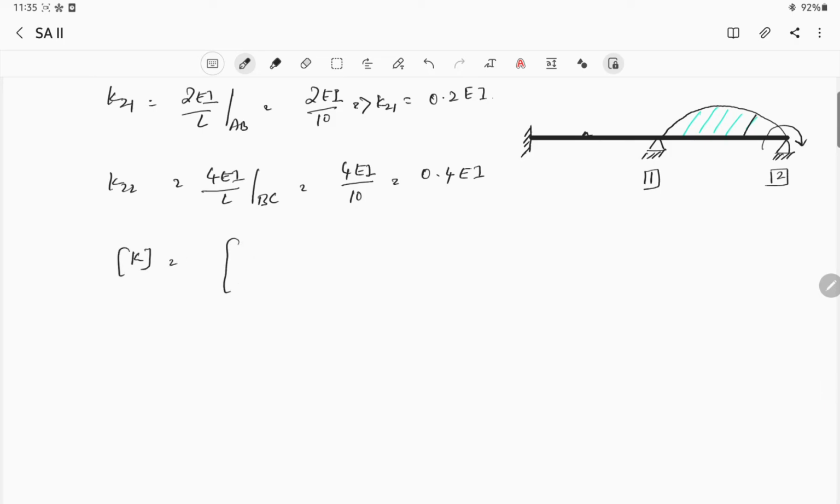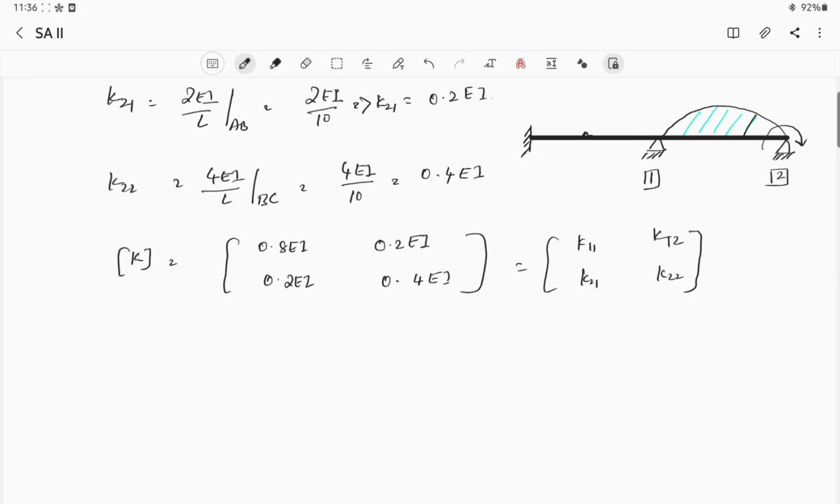So stiffness matrix K is equal to, what happens? 0.8 EI, 0.2 EI, then here also 0.2 EI, and here 0.4 EI. I'll write here for our simplification. Here it is K11, here it is K12, here it is K21 and K22. Okay, these are the values we have to substitute in the stiffness matrix. Once we form the stiffness matrix, we will go for the calculation of fixed end moments.